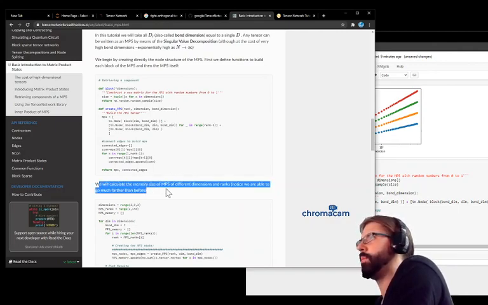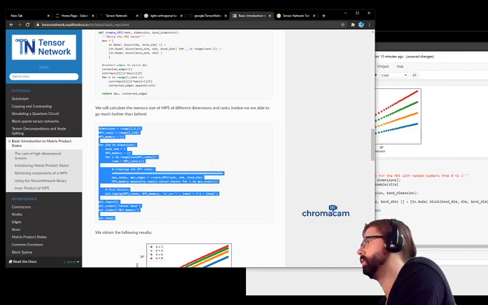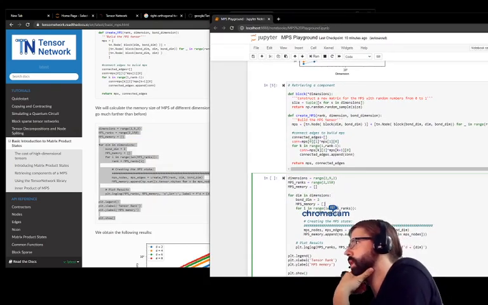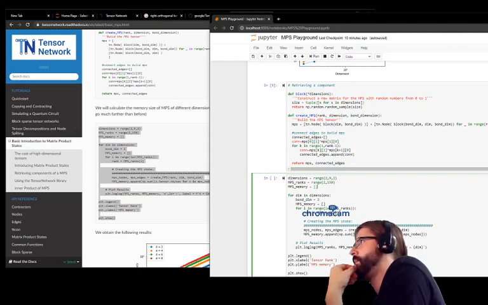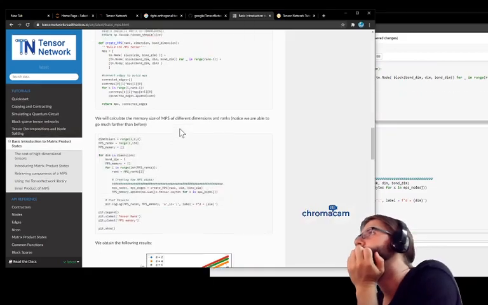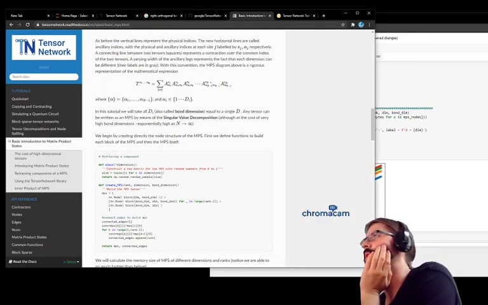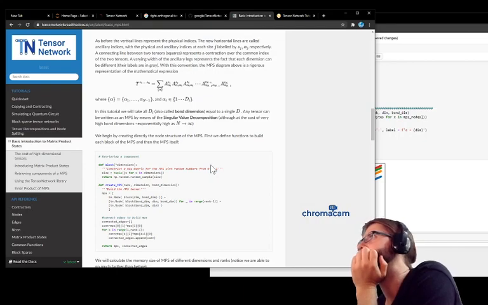We'll calculate the memory size of MPS of different dimensions and ranks. Notice we're able to go much farther than before. 2, 4, 8, and here we have 2, 3, 4, 5. So what is this doing? So this is doing current dimensions, ranks. Okay, but that's creating something randomly. It's not creating an MPS state from a matrix, right? Because they said that any tensor can be written as an MPS by means of the singular value decomposition. Okay. I don't know why this is a problem.